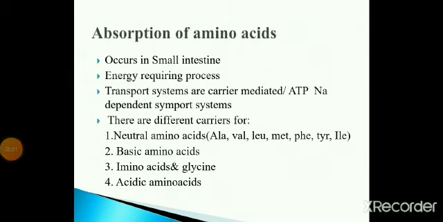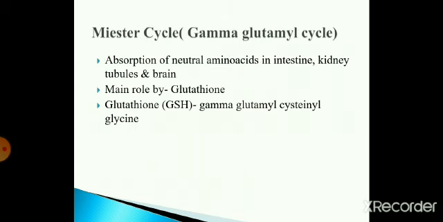The absorption of amino acids occurs mainly in the small intestine. It is an energy requiring process, and there are transport systems which are carrier mediated. And there are different carriers for neutral amino acids, basic amino acids, imino acids and glycine, and acidic amino acids. The absorption of neutral amino acids in intestine, kidney tubule and brain is by the Meister cycle, and here the main role is played by glutathione.